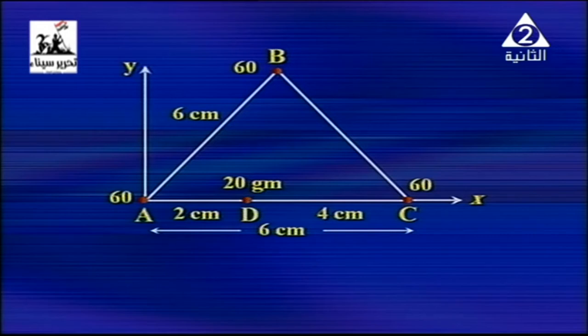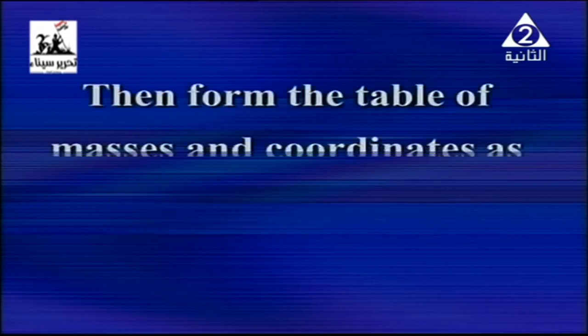Remember, dear student, we have an equilateral triangle. Its side length is 6 centimeter. By using the angle 60, we can find the coordinates of each point. Point A is (0, 0). Why? Because it is the origin point. Point D is (2, 0), point C is (6, 0). But for point B, we use the altitude to find its coordinates.